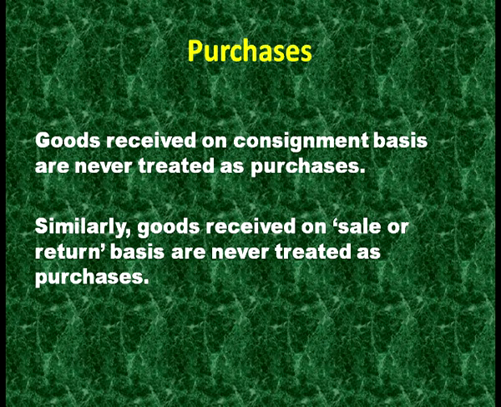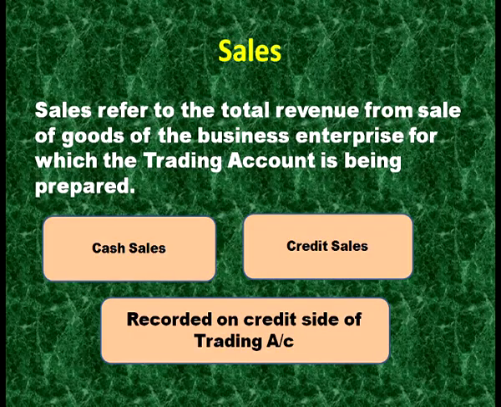Similarly, goods received on sale or return basis are never treated as purchases. They should always be subtracted if they are included in the total purchases. Sales refers to the total revenue from the sale of goods of the business enterprise for which the trading account is being prepared. Here also we add both cash sales and credit sales to get the net sales, and it is recorded on the credit side of trading account.